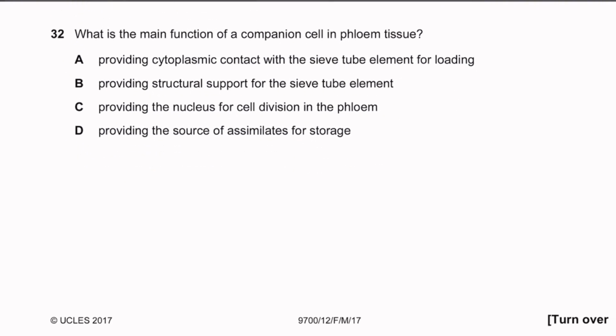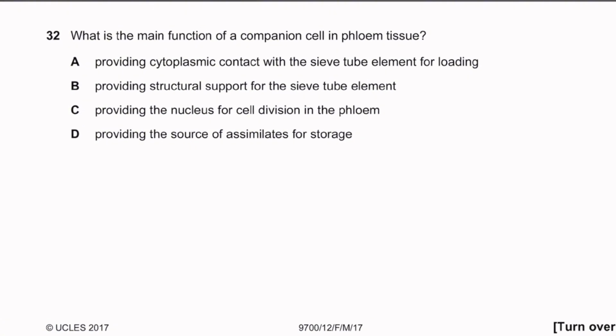What is the main function of the companion cell in the phloem tissue? Providing cytoplasmic contact with the sieve tube element for loading, providing structural support for the sieve tube element, providing the nucleus for cell division in the phloem, providing the source for assimilates for storage. Okay, so obviously it's not there to support the sieve tube element, and it's not there for cell division, and that leaves us with providing cytoplasmic contact to the sieve tube element for loading, which is exactly what it does, and so it's A.